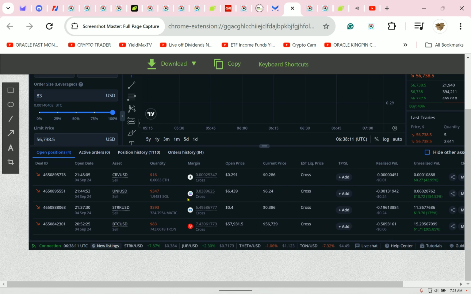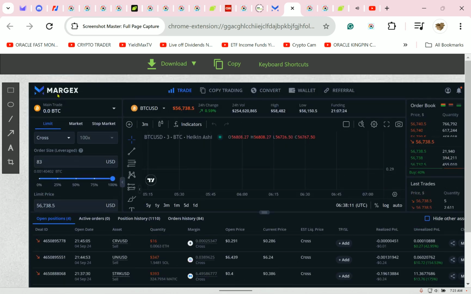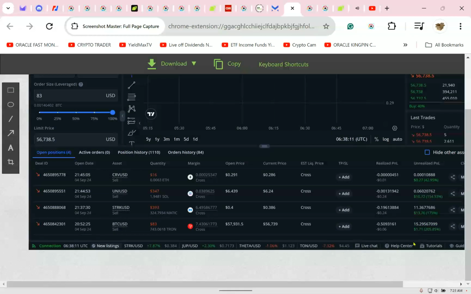But these, 154% on Uniswap, why? Who would know to pick Uniswap? Who would know to short Curve at that moment? Stark, you've probably never even heard of it, okay? Maybe it's behind Iron Man. Stark Industries, whatever. I don't care. Doesn't matter. It was up so much on Margex. It was the top baller. So it had no right to be. It's not Bitcoin. It's nothing.